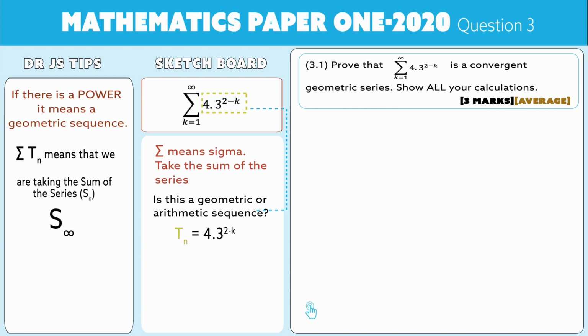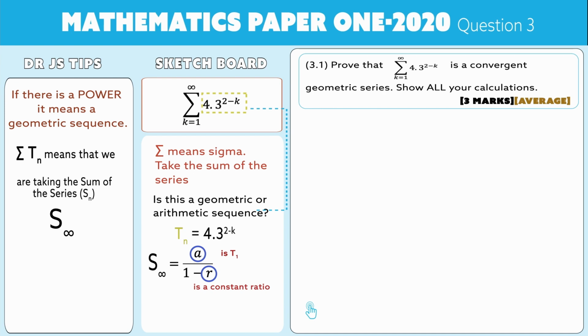And on our sketchboard, our formula for the sum to infinity is a over 1 minus r, where a is term 1 and r here is our constant ratio. So we know exactly what is going to be expected of us. Let's read on. Prove that this series that we have here is a convergent series, so that it converges. In other words, it gets to a point. And they ask us to show all our calculations for 3 marks.